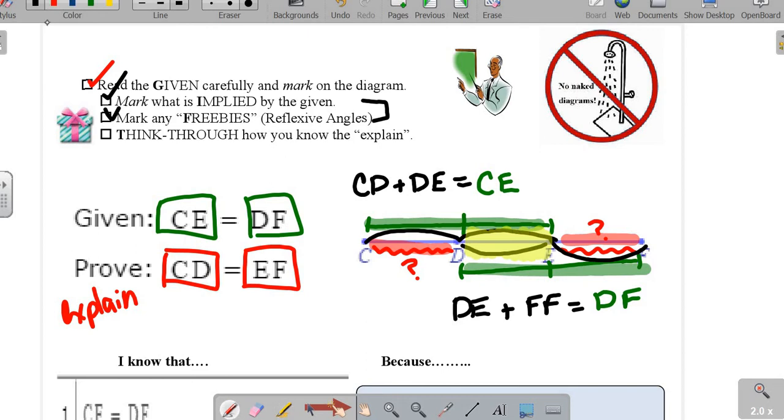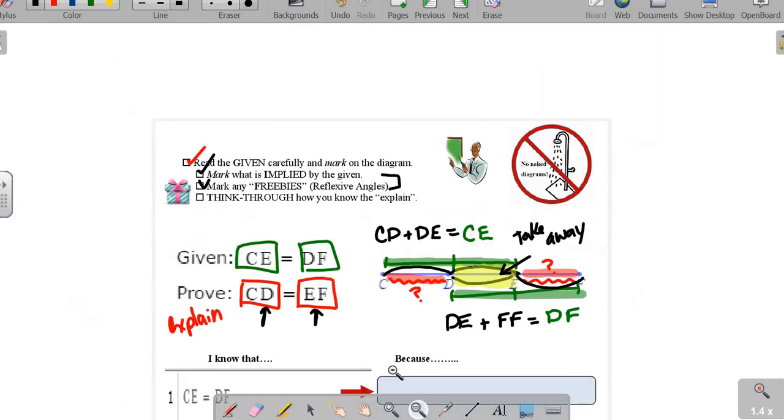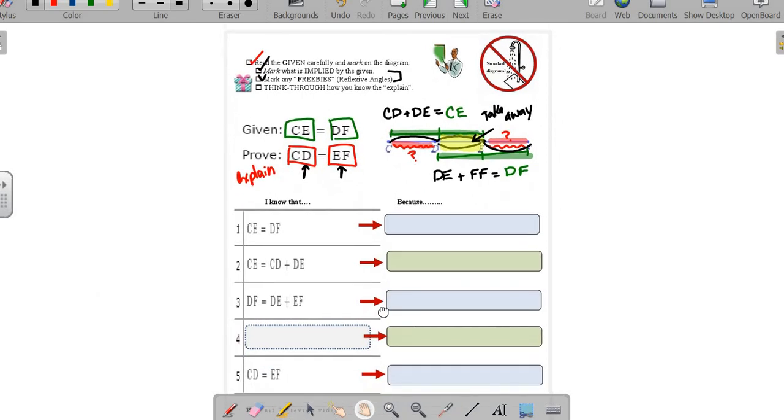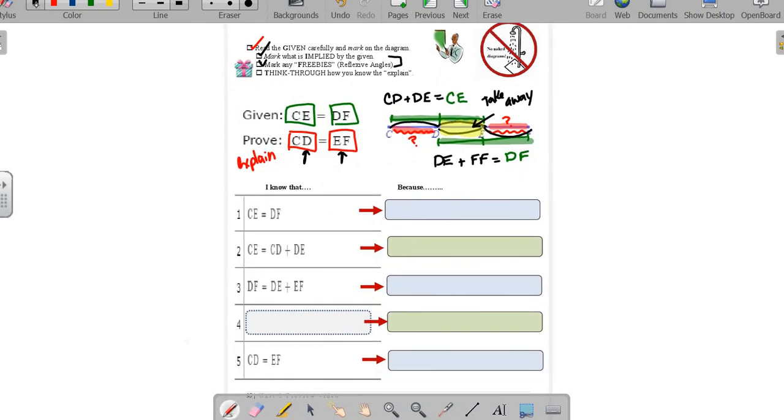So at some point we're going to be subtracting something. Our goal is to mathematically explain why, in this circumstance, if the greens are equal, the reds are equal. Okay, now we come down here after you've talked it through, no naked diagram. CE, DF are equal, and then you look, why is that information true? Well, it's true because it's right there. It's given.